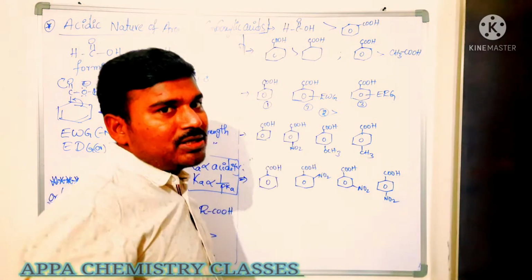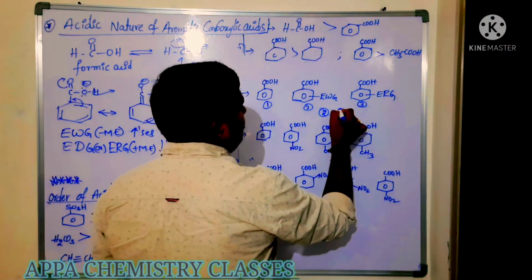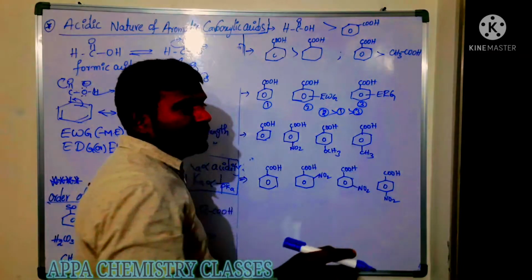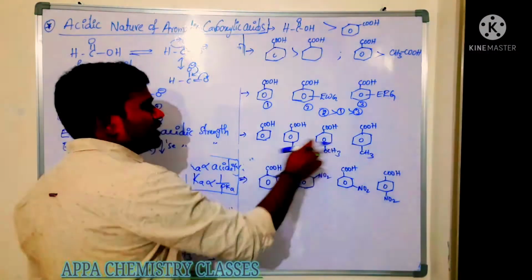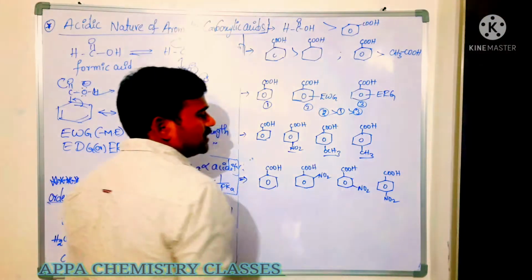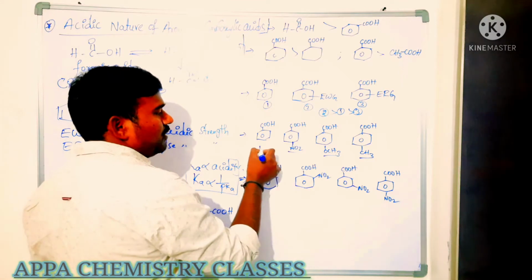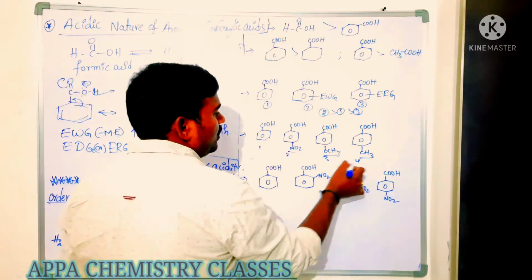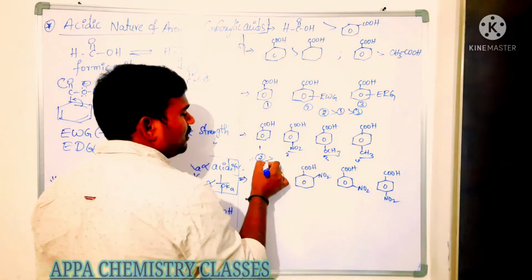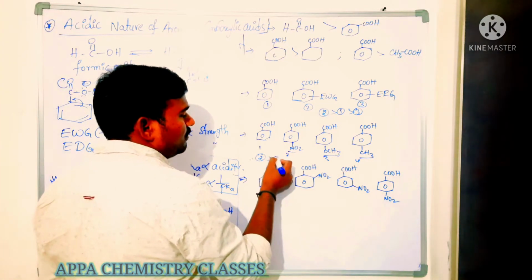Electron releasing group decreases the acidic nature. When compared to 1, it is least acidic. So 1, after that 3. Is that clear? So now next we are going to see here. So it is minus M group, it is plus M group, it is plus I group. Now which is the more acidic one? Electron withdrawing one. 1, 2, 3, 4. So among these, 2 is more acidic. After that, which one? Without any electron releasing group, 1.